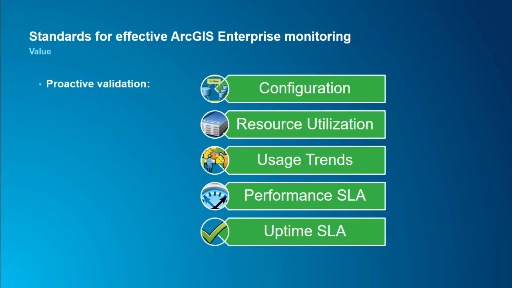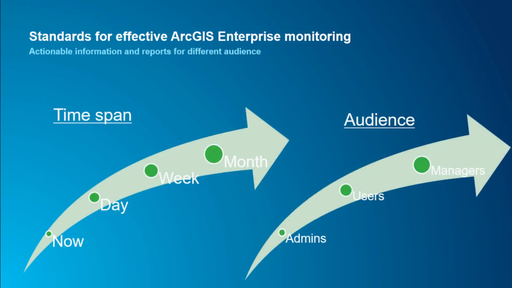So, analyze configuration, but it's not only operational. Think about the usage trends, performance, and uptime. The key is having the actionable information. I mentioned this to you already, that there are many tools that can give you a lot of data. And the more data you have, the more challenging it is to actually act on that. So we need to have the right reports. The reports are for admins. If you're an admin, you most likely are interested in what's happening now, or maybe what has happened in the past day.